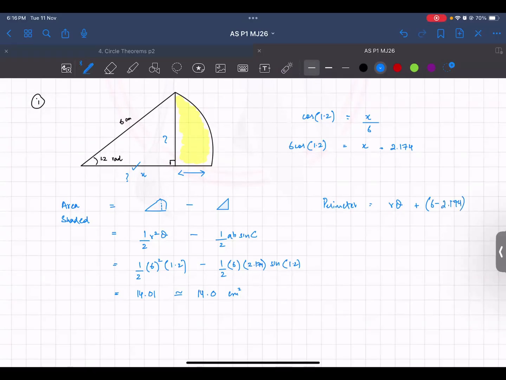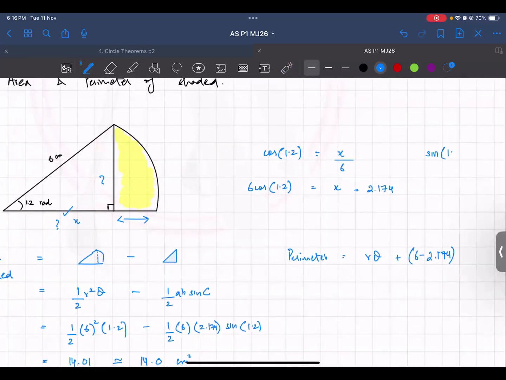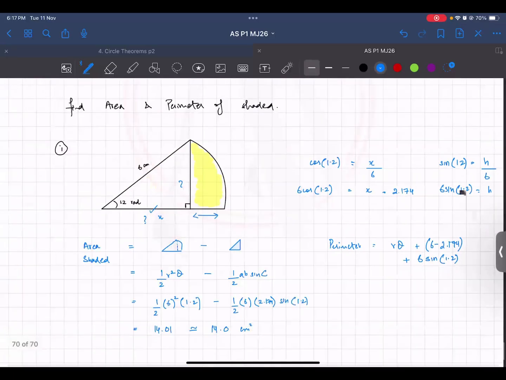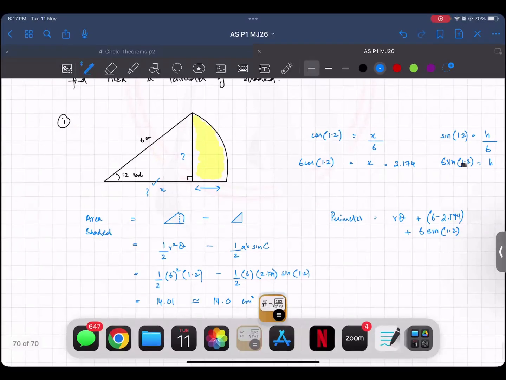And for the height of the triangle, I can use sine 1.2 is equal to height upon hypotenuse 6. So h is 6 sine 1.2. So I will use this plus 6 sine 1.2. R theta, the radius is 6 and the theta is 1.2. Then use your calculator, that's it.